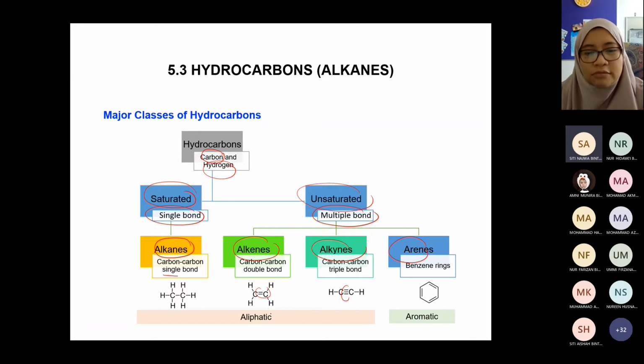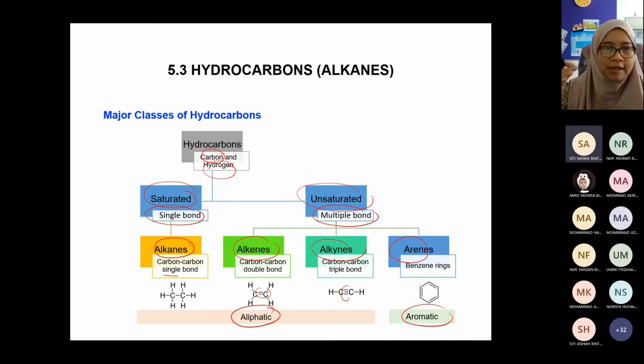Okay, so we have two types, aliphatic and aromatic. Aliphatic means chain, maksudnya dia rantai panjang lah. Aromatic on the other hand is in cyclic form. Okay, all right.